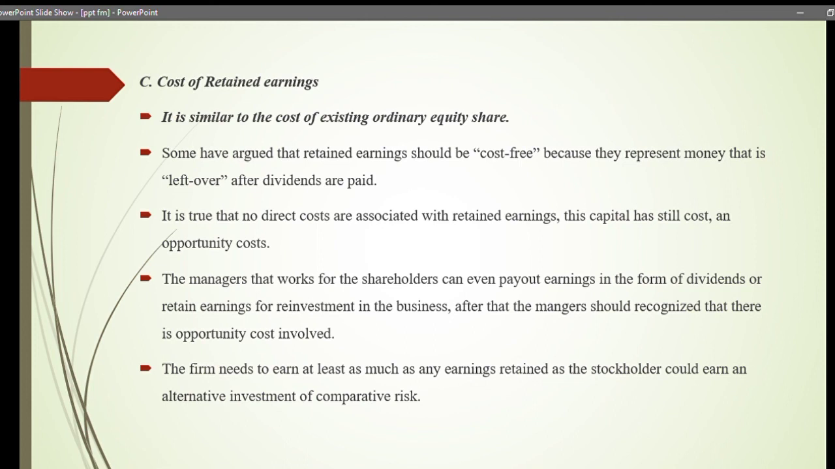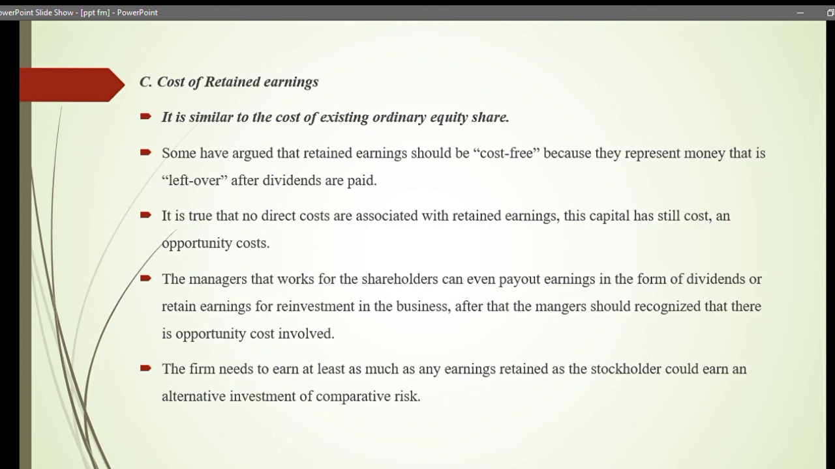It is similar to the cost of existing ordinary equity share. So yung iba nag-a-argue na ang retained earnings ay dapat cost free dahil ito yung nagre-represent sa money na left over pagkabayad ng dividends. So it is true that no direct costs are associated with retained earnings, but this capital still has a cost. Yun yung tinatawag nating opportunity cost.